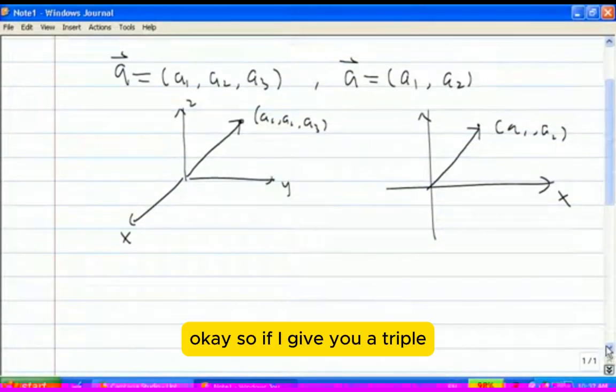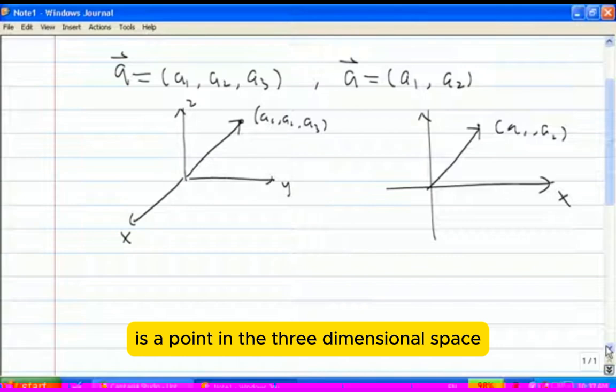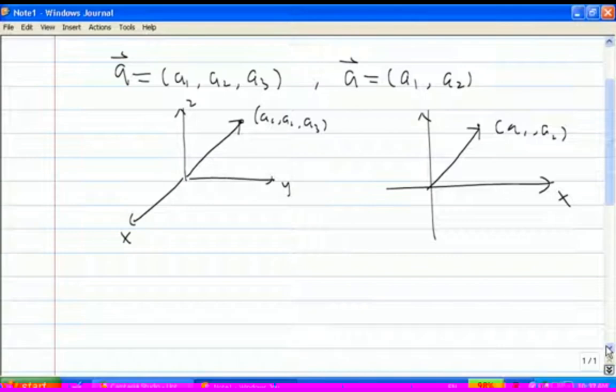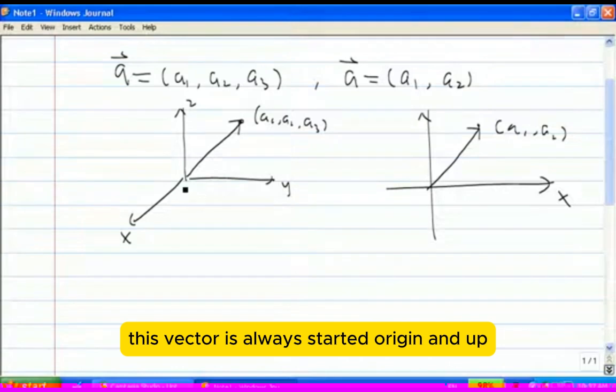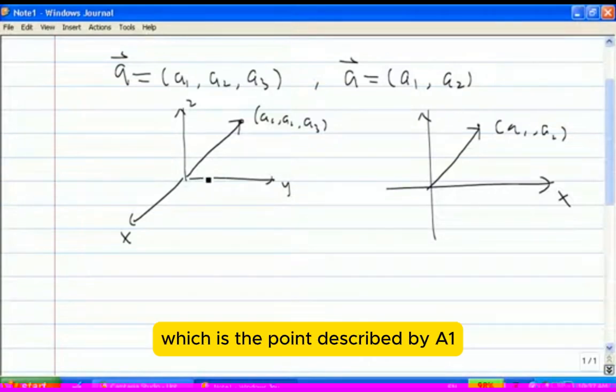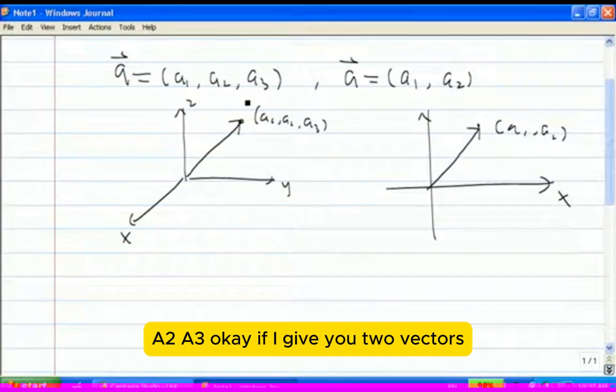So if I give you a triple, you can consider it a point in three-dimensional space or a vector. This vector always starts at the origin and ends at the point described by A1, A2, A3.